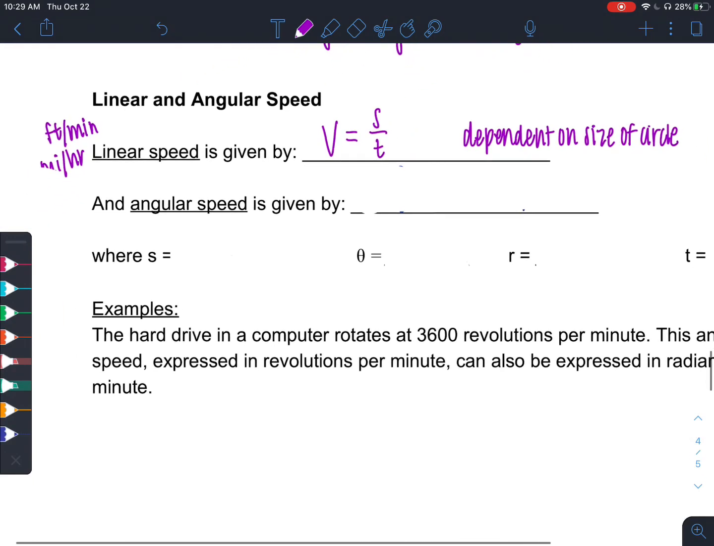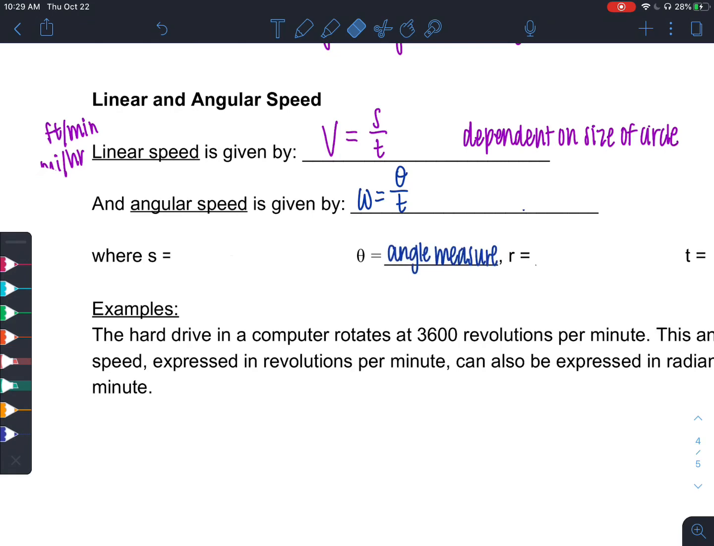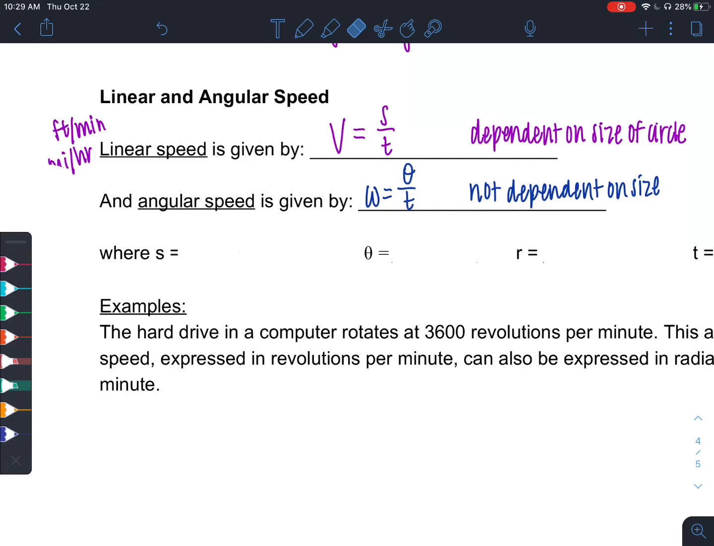Angular speed is given by this little w, it's not really a w, equals theta over t. However, it is not dependent on the size of a circle. And that's always going to be in radians per something, minute. Most of the time it's going to be radians per minute, but sometimes it'll be otherwise.